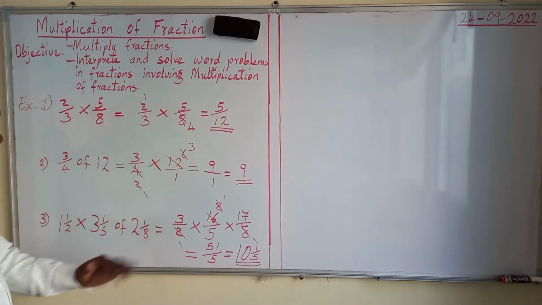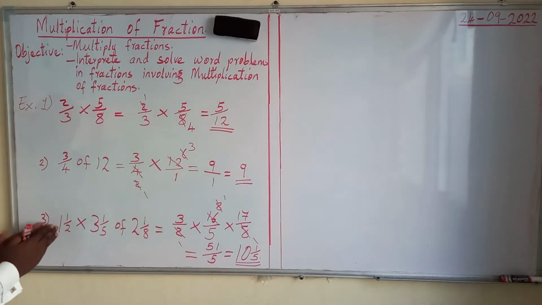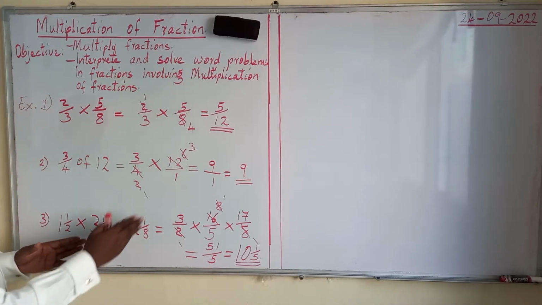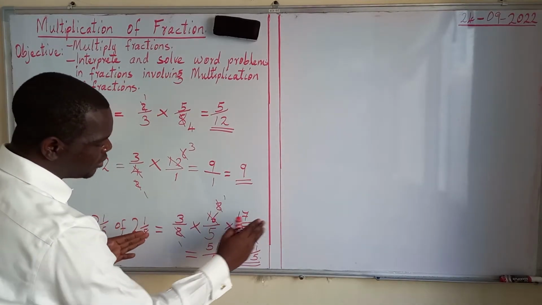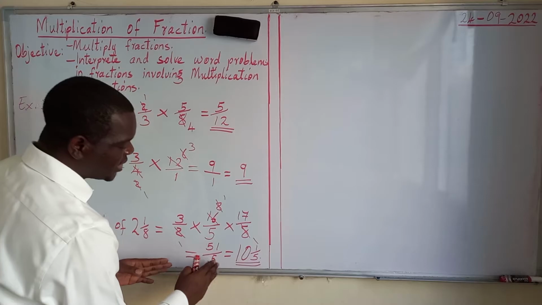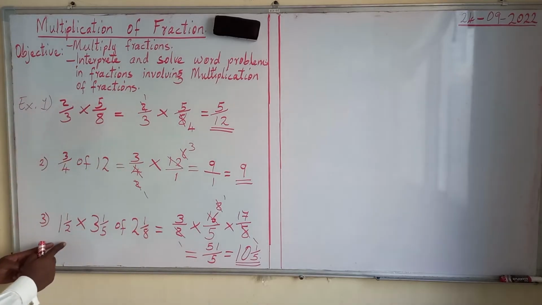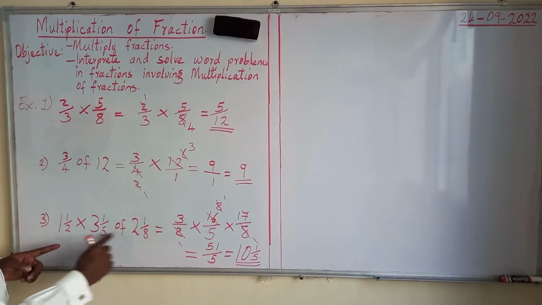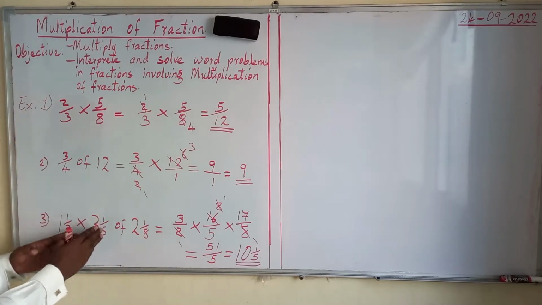So in this case, first change all the mixed fractions to improper fractions, change "of" to multiplication, do simplification, multiply across, and your final answer should be a mixed fraction, because in the problem that is given, the fractions are mixed fractions.